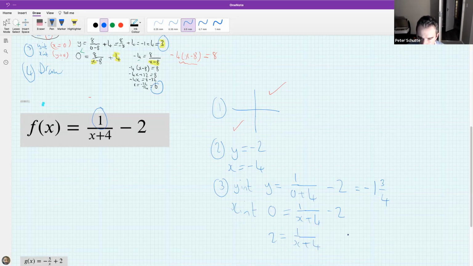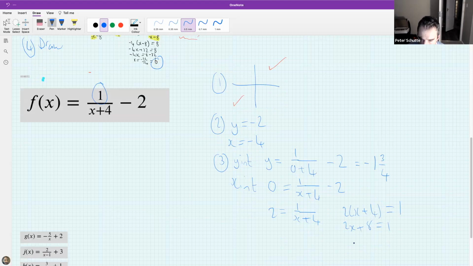What do we have? We have 2 times x plus 4 is 1. 2x plus 8 is 1. 2x is minus 7. X is minus 7 over 2. So let me get my lovely highlighter. X is minus 7 over 2 for the x-intercept, and the y-intercept is minus 1 3/4.